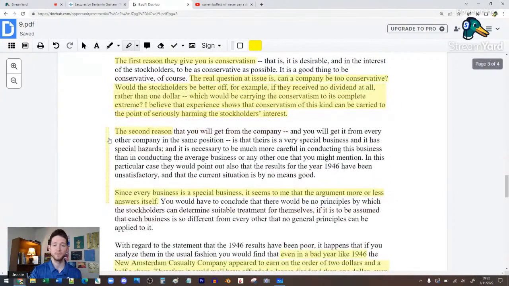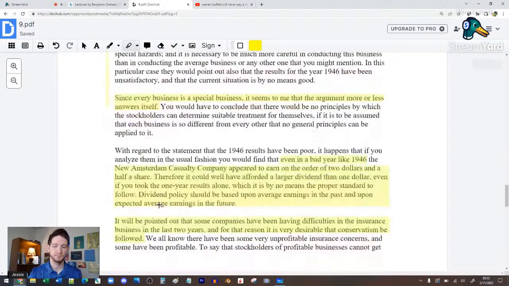But let's move on to the second reason. The second reason that you get from this company, and you'll get it from every other company in the same position, is that theirs is a very special business and has special hazards. Since every business is a special business, it seems to me that the argument more or less answers itself, that he finds this justification irrelevant. Every business is going to be special in its own way. You just have to kind of look at the average earnings in the past.